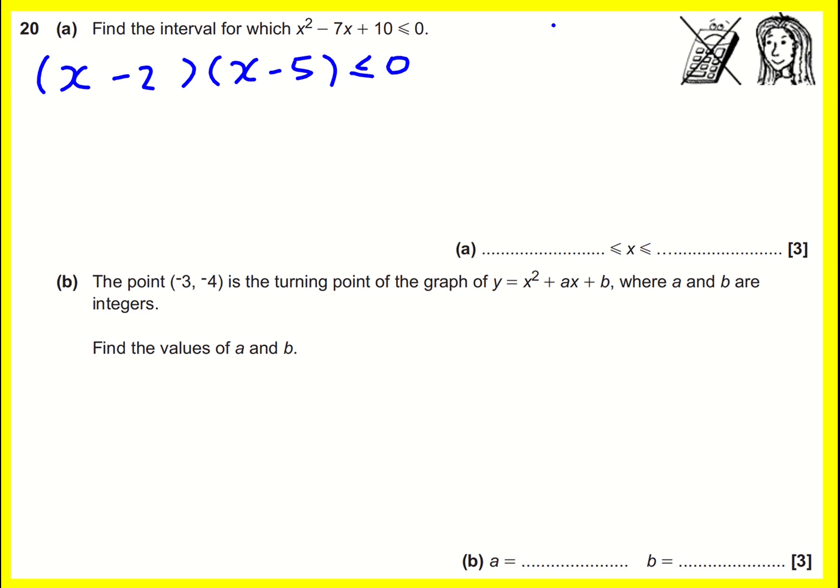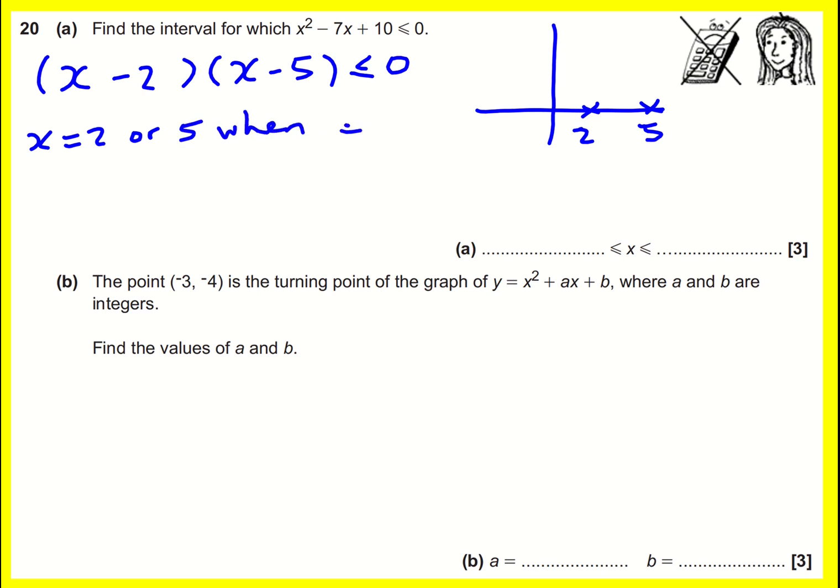Now, the way to go about this is a sketch, because I know when it's equal to 0, I'm going to get 2 and 5. That's the solutions to my quadratic. I'm just going to write that by it when equals 0, but I'm not interested when it's equal to 0, I'm interested when it's less than or equal to 0.